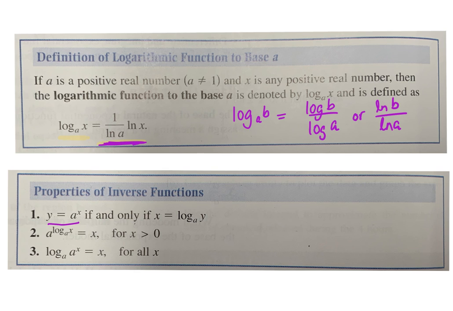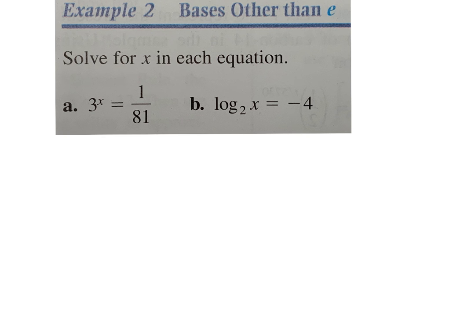Y equals a to the x if log base a of y is x. Your bases cancel out bases, so base a will cancel out log base a, so that's just going to be x. Log base a will cancel out exponent base a, so that will also give you x. So bases cancel each other out, which we just did with natural logs. It was just base e.